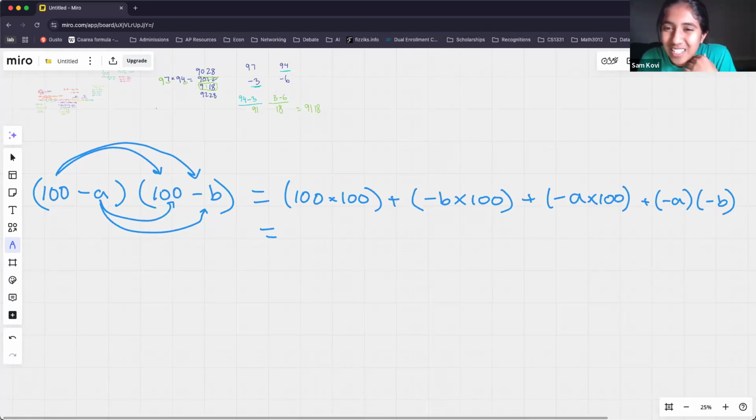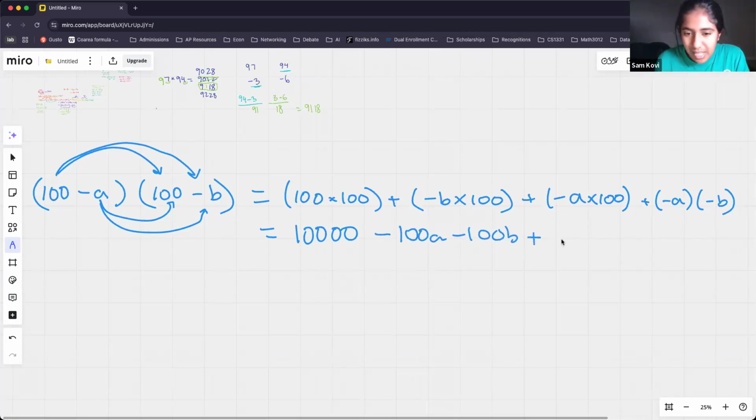Okay, Vaibahi DM'd me. She said that she got 10,000 minus 100a minus 100b plus ab. And I absolutely agree with this. This is absolutely correct. So 100 times 100 gives us 10,000. And then negative b times 100 gives us negative 100b. Same for the negative a times 100, which gives us negative 100a. And then negative a times negative b gives us ab.